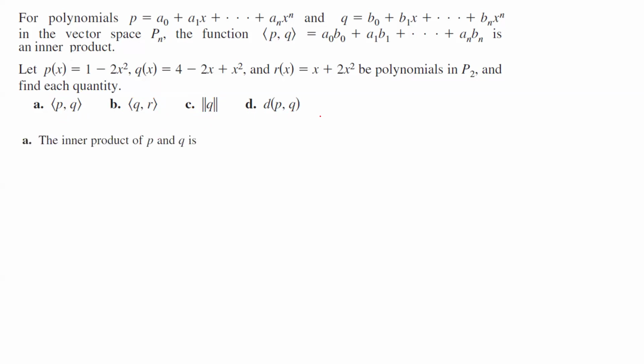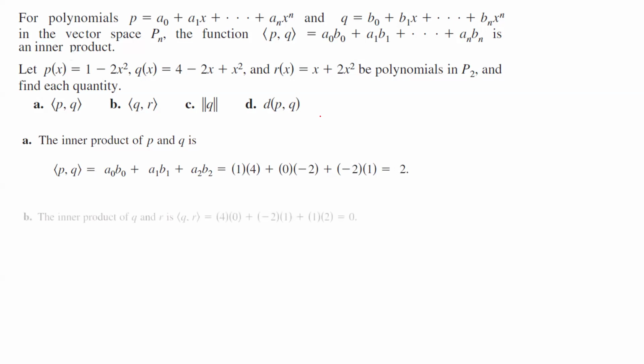The inner product of P and Q is defined as a sub 0, b sub 0, plus a sub 1, b sub 1, plus a sub 2, b sub 2, which is basically 1 times 4 plus 0 times negative 2 plus negative 2 times 1, which is 2. So this is the inner product between two polynomials P and Q.